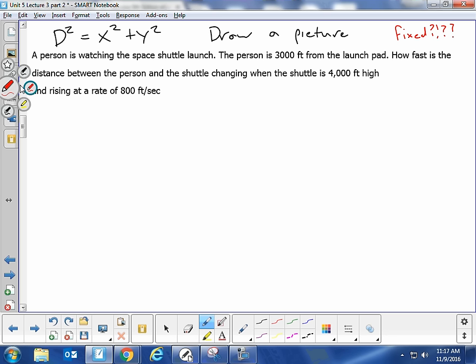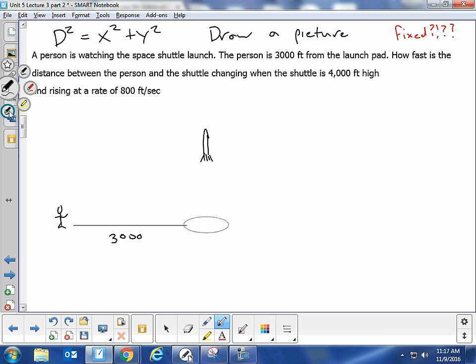Okay? So here we go. We got a person watching the space shuttle launch. The person is 3,000 feet from the launch pad. I'm just going to go ahead and say there's 3,000 feet. Okay. How fast is the distance between the person and the shuttle changing? So here is the space shuttle being launched, and this would be the distance.